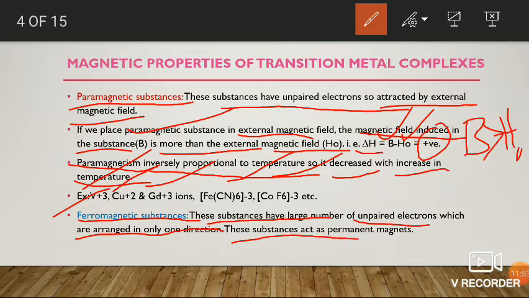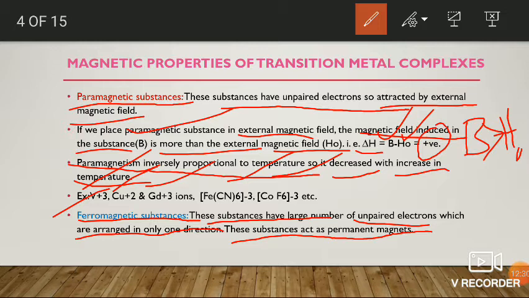These substances act as permanent magnets. So the compounds or substances which show ferromagnetism generally act as permanent magnets because they have a lot of unpaired electrons which are arranged only in a particular direction. It may be clockwise or anti-clockwise. So the amount of induced field strength will be very high. So they act as permanent magnets.